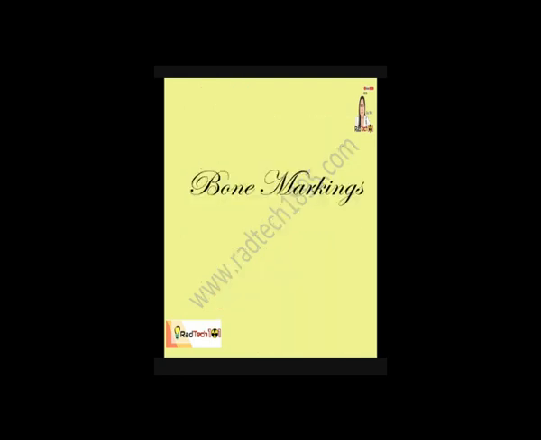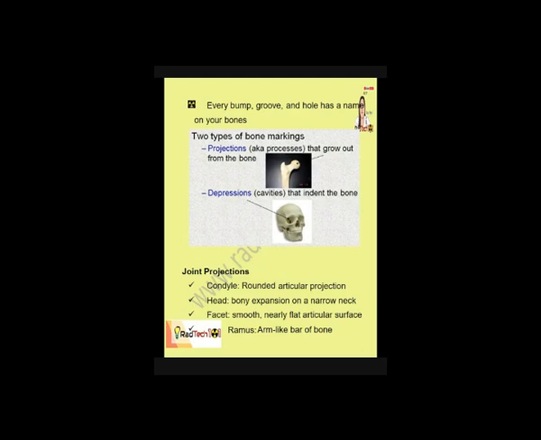Next, for the bone markings. Every bump, groove, and hole has a name on your bones. There are two types of bone markings. We call them projections and depressions. Projections, ito yung nakausli. Ito, for example, pag depression, ito yung parang inward. So, ito, parang bukol siya, projection.